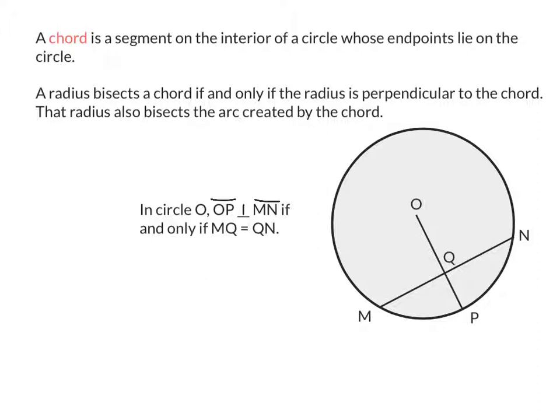So one thing we know about chords is that a radius can bisect it. That means cut into two equal parts if and only if the radius is perpendicular to the chord. That is to say, if OP is perpendicular to MN, that means MN must have been sliced completely in half by OP. What that also means is that this radius OP is also cutting arc MN into two equal parts, so that arc MP is the same as arc PN.